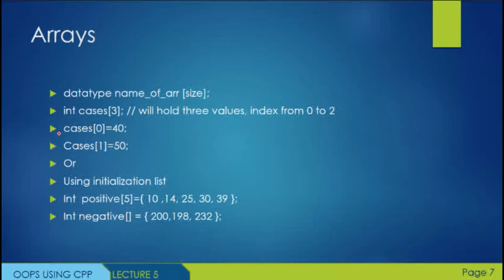To assign a value, we need to give the exact index and the value. Cases 0 will have 40, cases 1 will have 50, cases 2 may have something else. We can also assign using an initialization list. Here we have defined the integer array positive, which will have 5 values: 10, 14, 25, 30, 39. The indexes of these will be 0, 1, 2, 3, 4, that is 0 to n minus 1. We can also omit this 5 and directly use this, so the length of the array is defined by the elements it has.